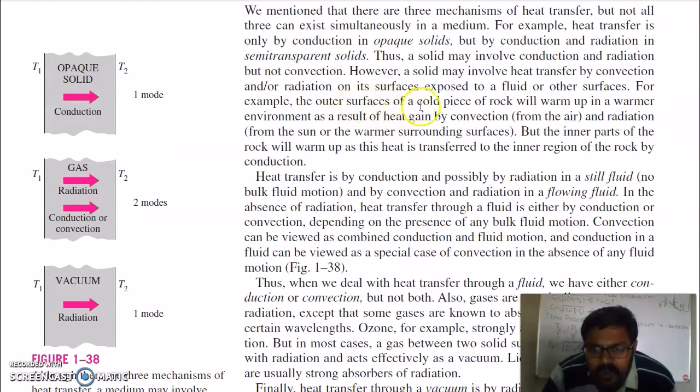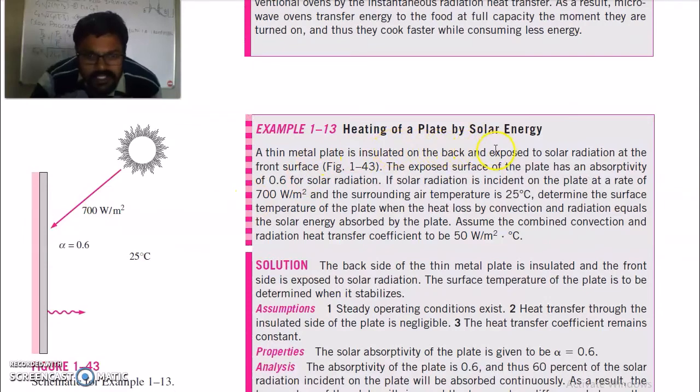Take the example of a rock. The rock will warm up in the warmer environment as a result of heat gain by convection from the air and radiation. But the inner region of the rock will warm up by heat which is transferred to it by conduction only. Heating of a plate by solar radiation.